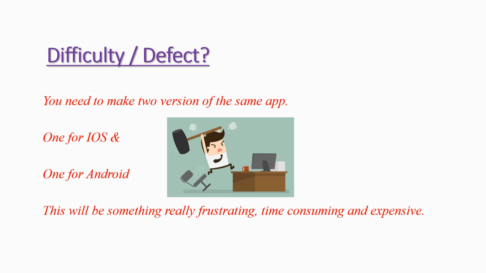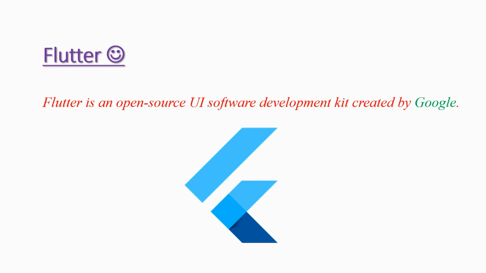When we follow the so-called primitive method of mobile application development, the main problem developers face is that you need to make two versions of the same app, one for iOS and one for Android. This is really frustrating, time-consuming, and expensive. So, what is the solution for this?